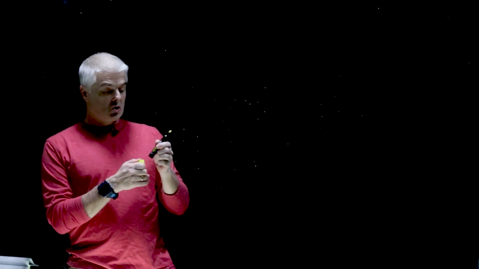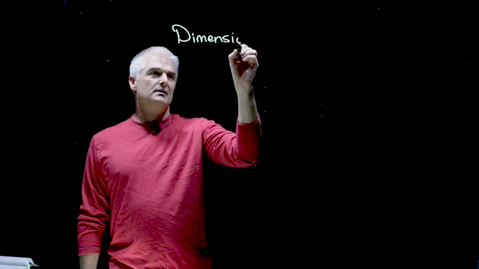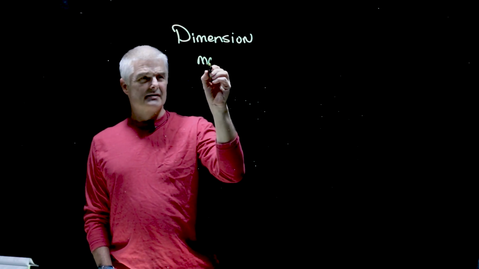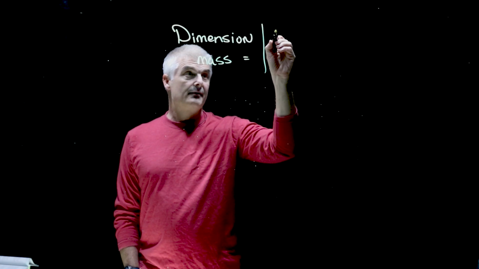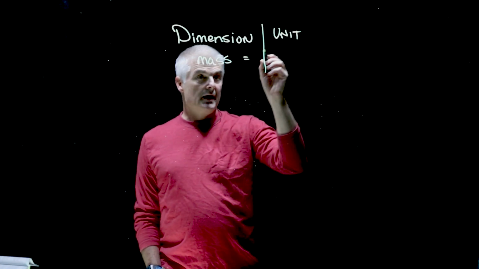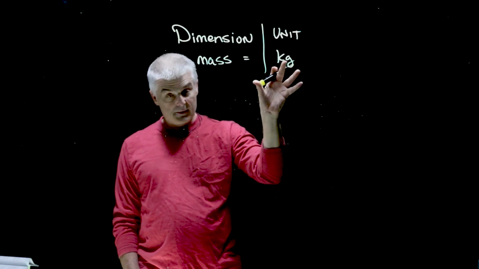Hey Houston, let's talk about the concept of dimensions and how you can use dimensions to solve crazy problems. Now you recall that when we talk about physics, there are dimensions. So what's a dimension? A dimension is something like mass, which would have a corresponding unit. And the SI unit for mass is a kilogram. Not a gram, a kilogram.